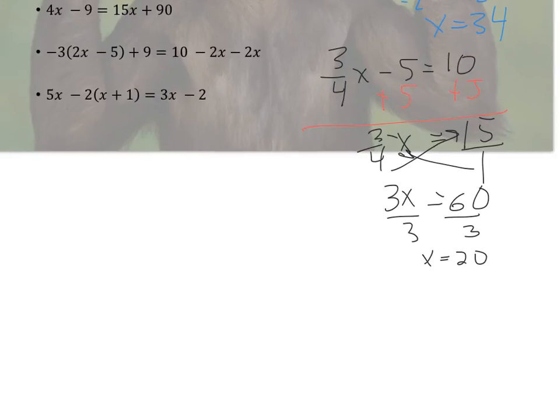So now try this next one. 4x minus 9 equals 15x plus 90. Okay, I'm not even going to walk you through that. I'm just going to give you the answer. If you just pause, try it, just like what we did with the monkey problem. Pause.